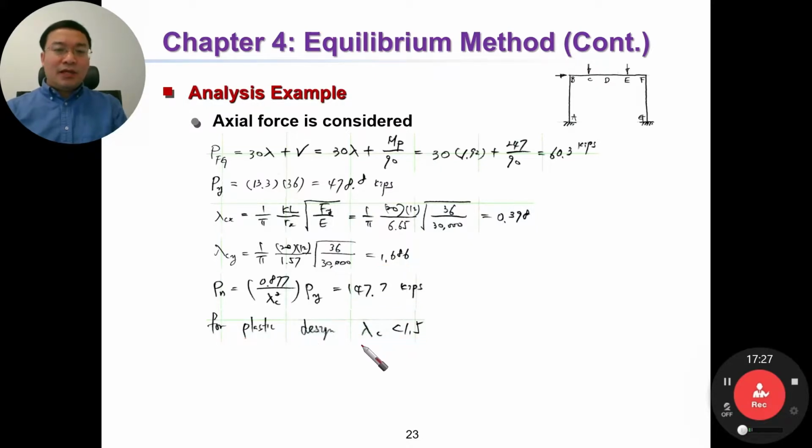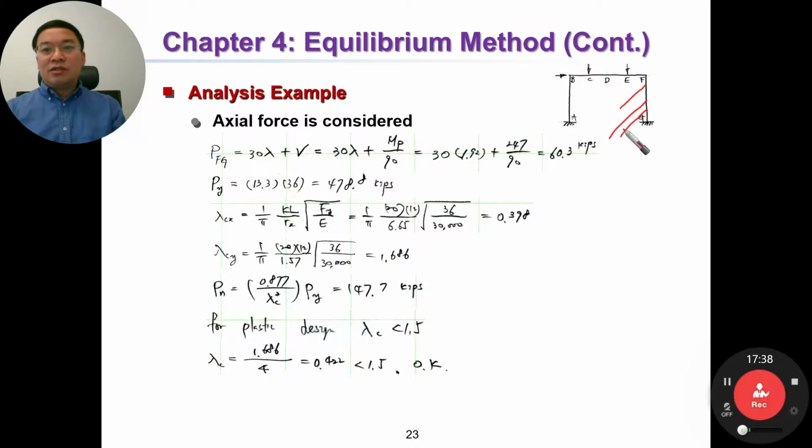Then we have to use the lateral brace. In this case, we can divide this column into 4 parts using 4 braces. Okay, so 1, 2, 3, 4. Then we can divide this one by 4. Then now lambda is smaller than 1.5, and now it is plastic behavior. Okay, plastic behavior.